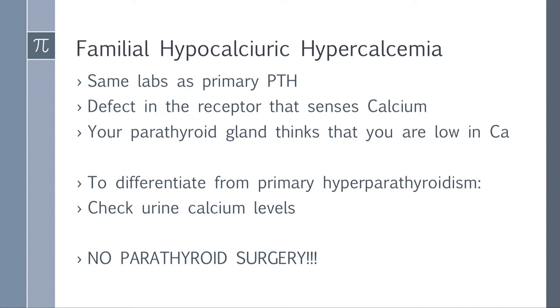So you get essentially the same labs as primary hyperparathyroidism. It's a defect in the receptor that senses calcium. Your parathyroid gland thinks that you're low in calcium, right? Your threshold is higher. Essentially, that's how you want to think about it. And to differentiate between them, you check urine calcium levels. One thing, this is usually a benign disease, even though they have high calcium levels, right? So that's why you don't do parathyroid surgery on these people. Okay, so do not do a surgery.